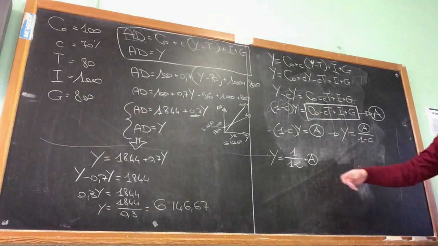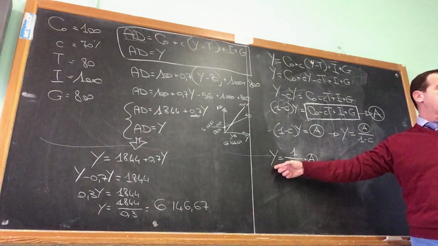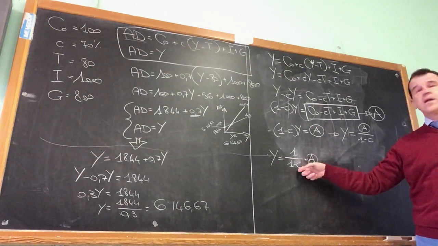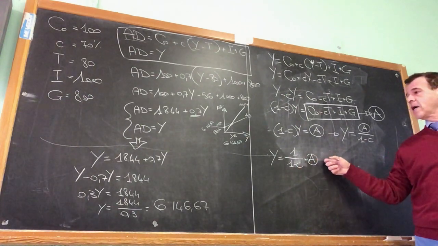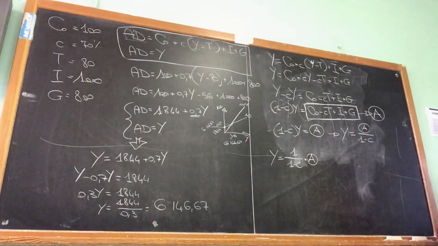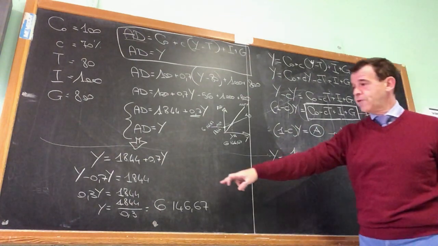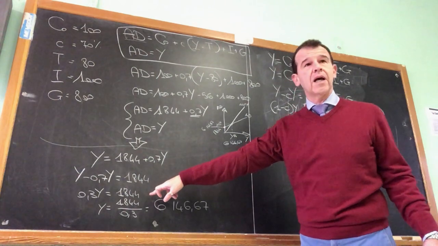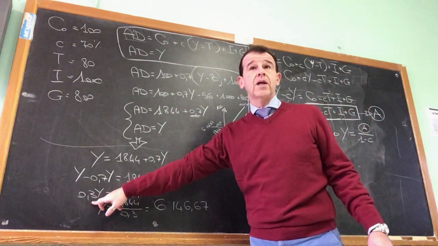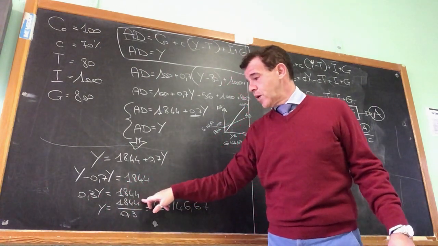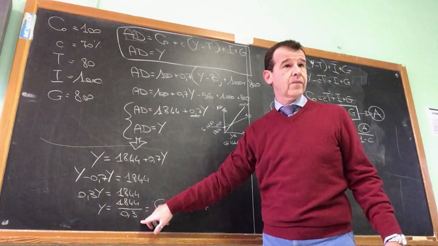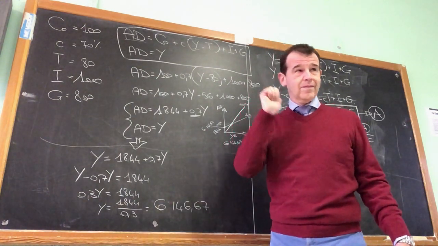So we can see that actually the formula of the equilibrium is going to be this: y equals 1 divided by 1 minus c, multiplied by A. In A are included all these factors, which, if you see, is exactly what we did here. 0.3 was 1 minus c. This was A divided by 1 minus c. Okay.